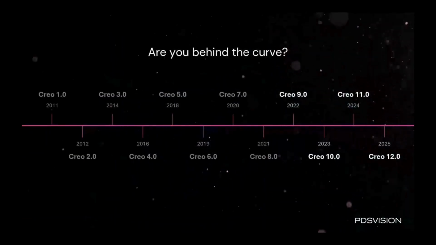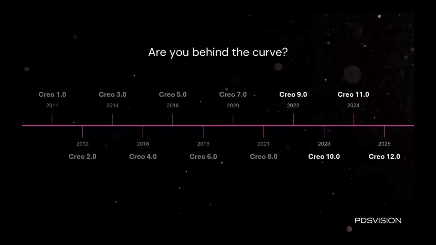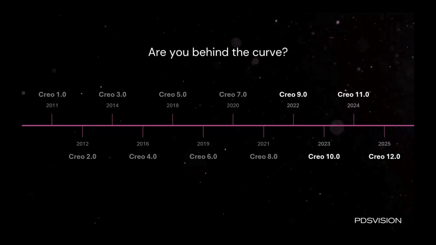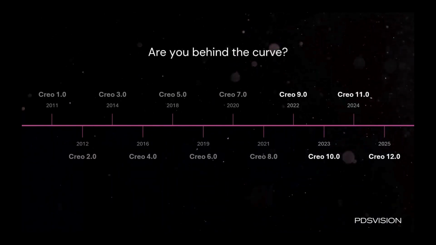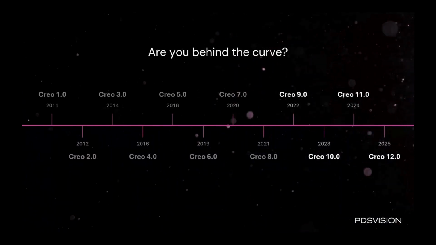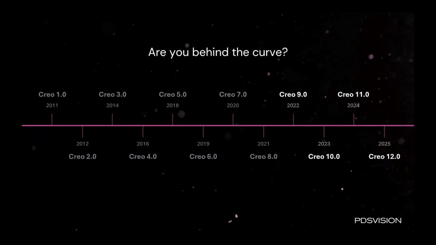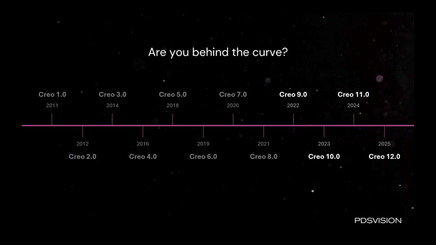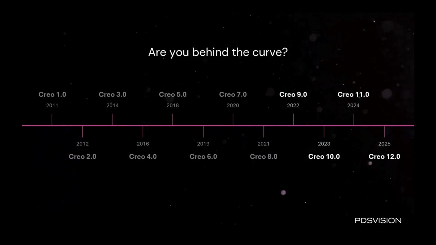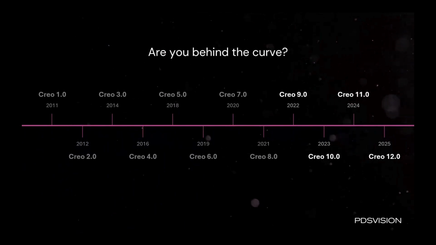So I thought it might be worthwhile just to take a moment and look back at the Creo timeline. Each of these releases of Creo brought with them major improvements to the platform. And in fact, from Creo 10 to Creo 12, which is just around the corner, there will have actually been shy of 600 unique enhancements within the product.